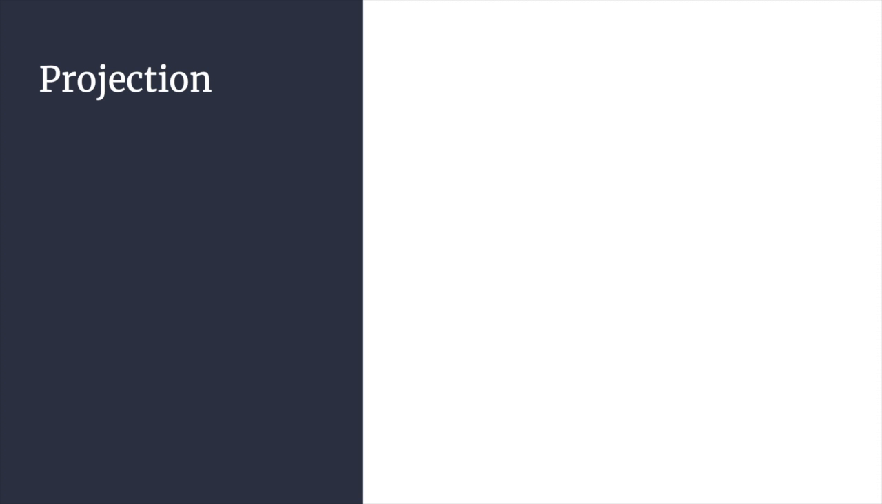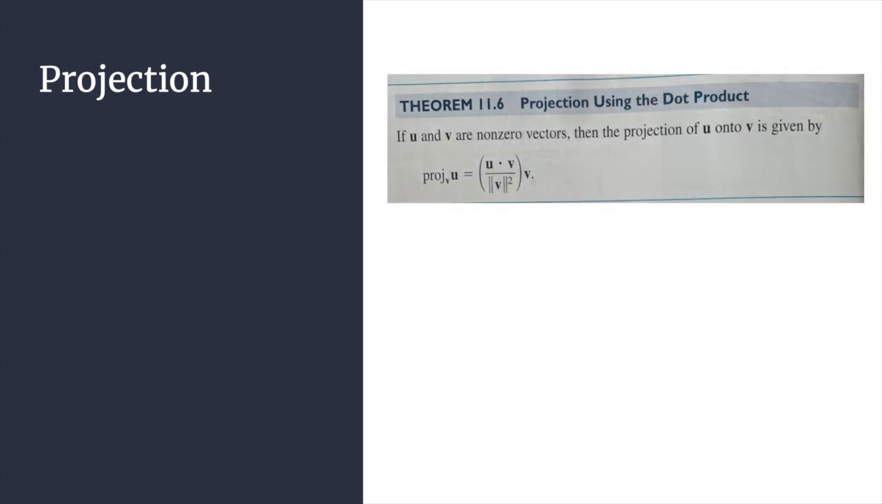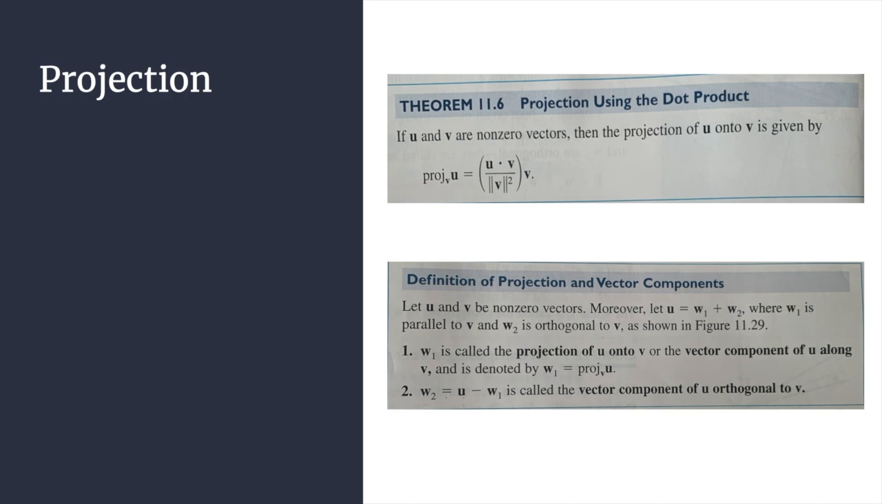Definition of projection and vector components. It is really important to know that w1 is called the projection of u onto v, or the vector component of u along v, and is denoted by the following equation. If u and v are non-zero vectors, then the projection of u onto v is given by the following equation.